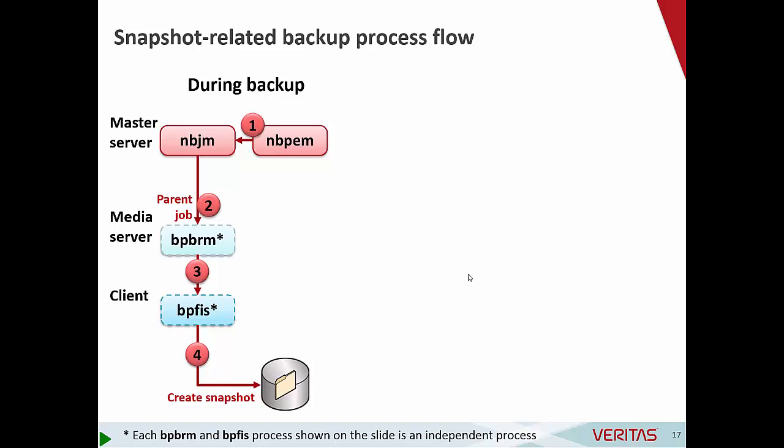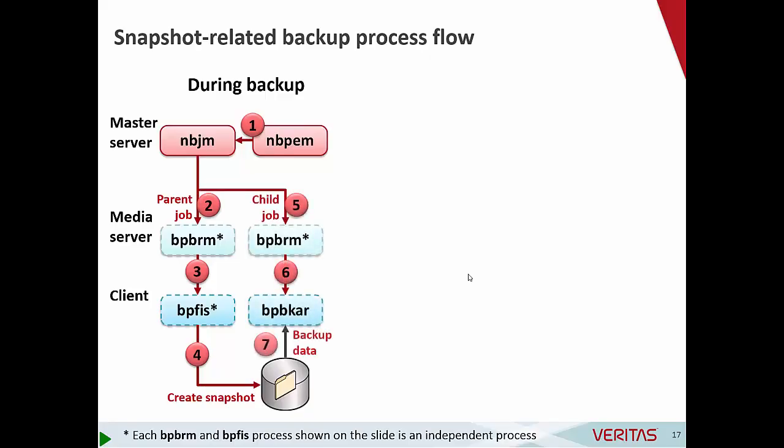get the snapshot created. Once the snapshot is created, then NBJM can start another instance of BPBRM, the Backup and Restore Manager, and this will start the BPBCAR process on the client system. BPBCAR is responsible for reading the data from the client and sending it across the network to the tape manager process on the media server to be written to tape or to disk.